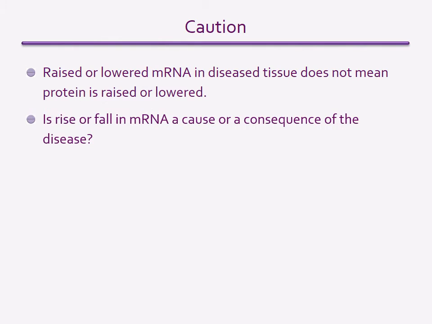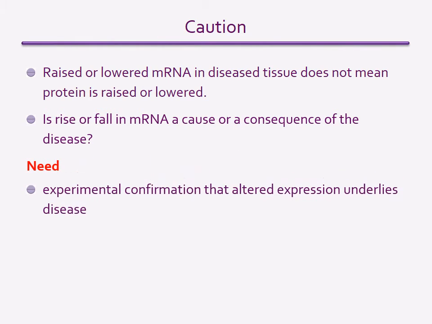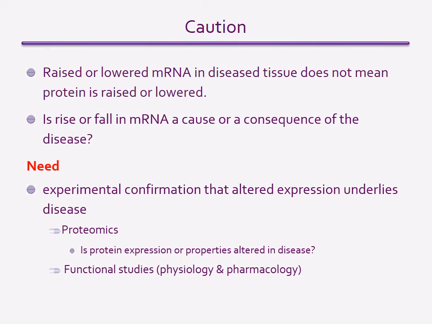So this type of genomic study needs to be followed up with data from other types of experiment that test the effect of the gene on function. These studies include proteomics to determine if protein expression or function is altered in disease, as well as physiological and pharmacological studies which test for the functional effects of interfering with the gene products.